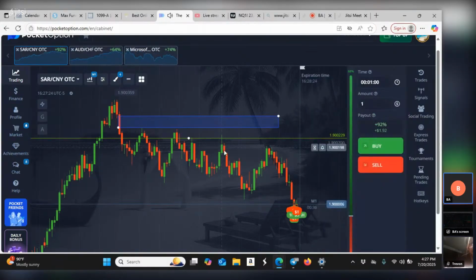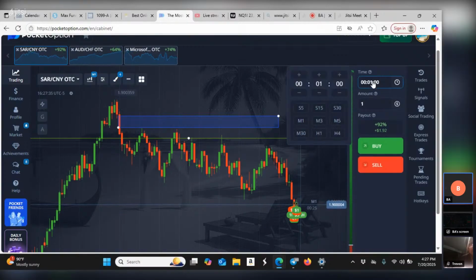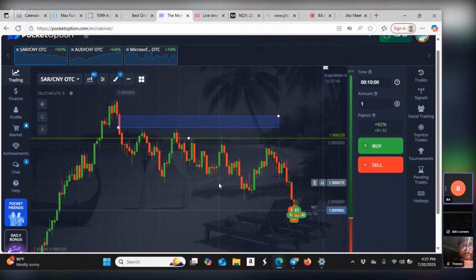You probably still could have cashed out on this leg in 1 minute, but sometimes those smaller expirations are just too close. So I like to give myself a lot of time to win. 10 minutes, because I'm expecting a big move down, like a big reversal.